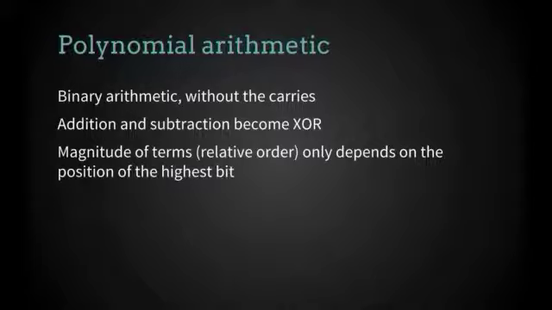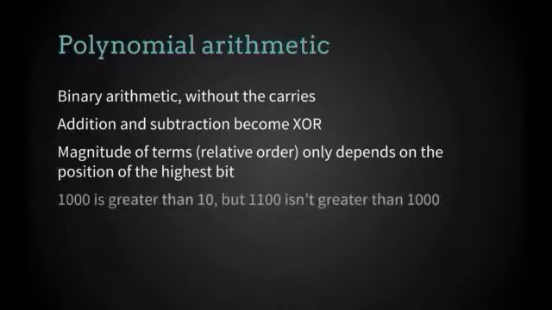Magnitude in polynomial arithmetic only depends on the position of the highest bit of the term, the highest one in the term. So 1, 0, 0, 0 would obviously be greater than 1, 0, but 1, 1, 0, 0 isn't greater than 1, 0, 0, 0 because their most significant one bit is in the same position.